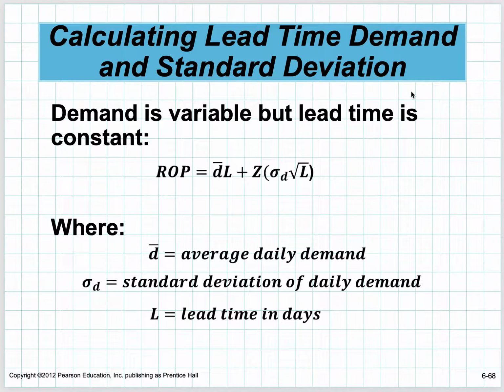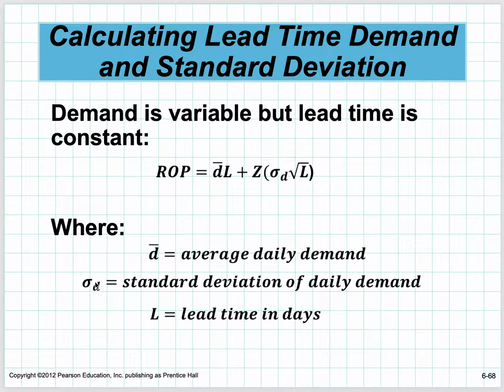So the ROP, calculating with lead time, demand, and standard deviation. When demand is variable but lead time is constant, the ROP uses the same Z factor, but only the standard deviation of the demand. D bar is the average daily demand, and sigma is the standard deviation of that daily demand.